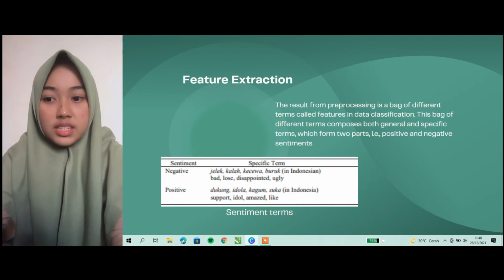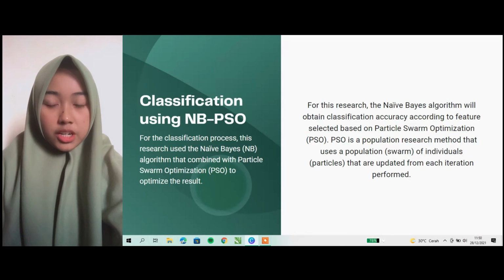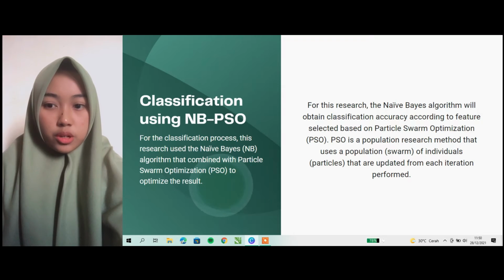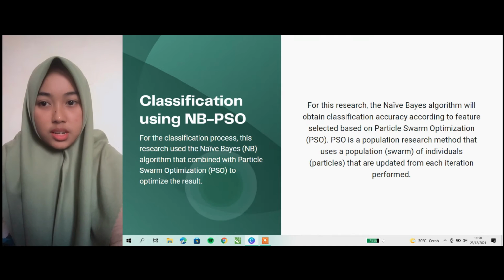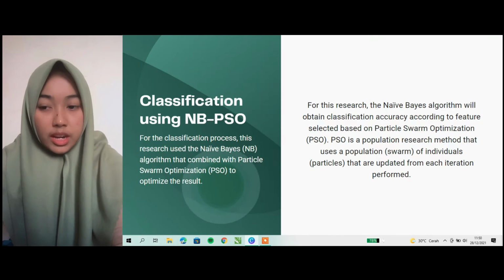This bag of different terms composes both general and specific terms, which form 2 parts, for example positive and negative sentiment. Okay, next, classification using NB-PSO. For the classification process, this research used the naive-Bayes algorithm combined with PSO to optimize the result. The naive-Bayes algorithm will obtain classification accuracy according to features selected based on particle swarm optimization.